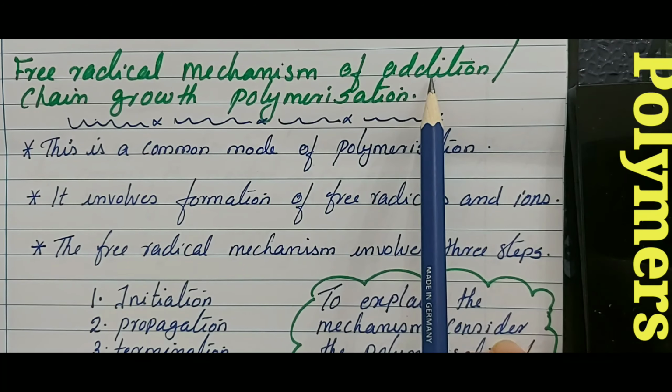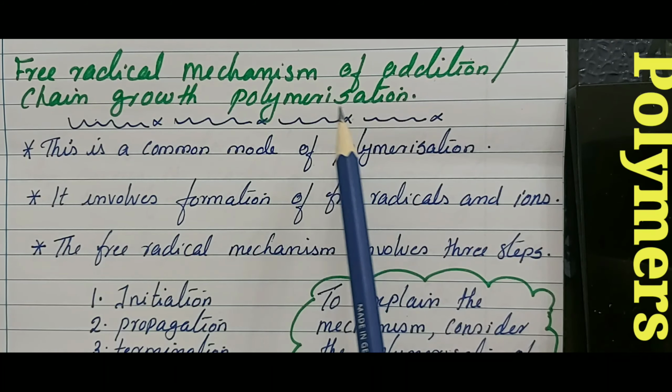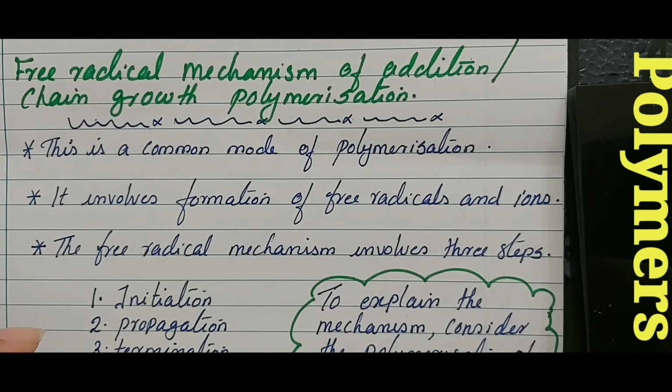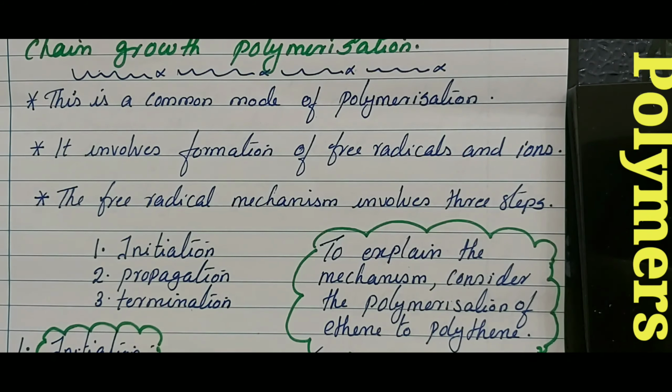Today we are going to learn about the free radical mechanism of addition polymerization, or chain growth polymerization. Actually, this particular mechanism involves three steps. They are initiation, propagation, and termination.